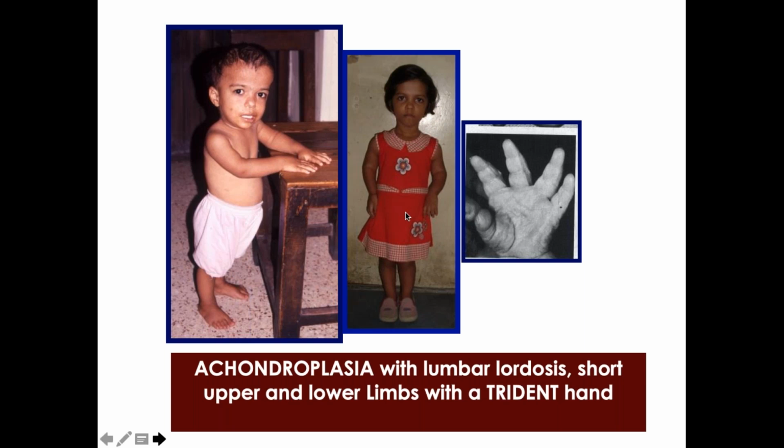Now this third, you can see a trishul here. Such type of hand in these children, here probably you can't see it this well, is called a trident hand.